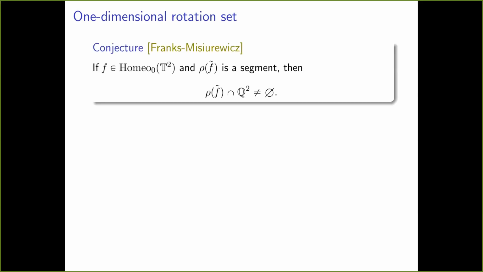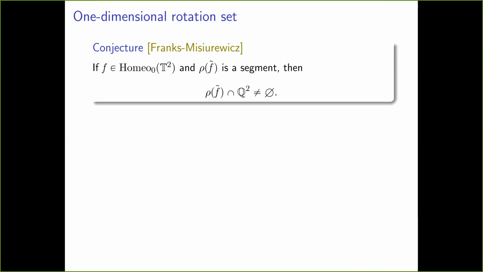I don't want to discuss the whole conjecture, but in the case that you have a one-dimensional rotation set, John Franks and Michał Misiurewicz conjectured that this cannot happen. They said that if you have a homeomorphism such that the rotation set is a segment, you necessarily have rational points inside the rotation set. In fact, the conjecture of John Franks and Michał Misiurewicz is more detailed, but I just want to make this brief version of the conjecture.